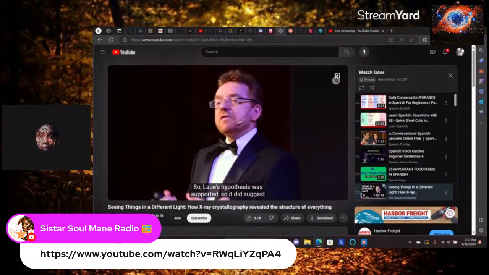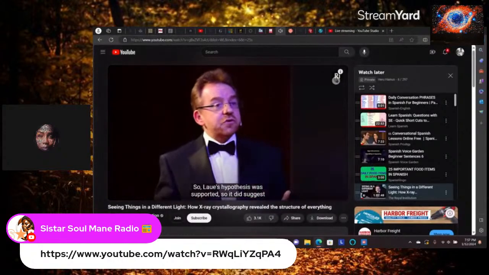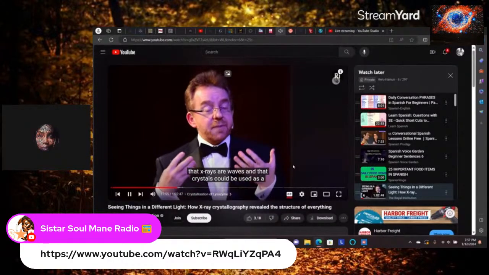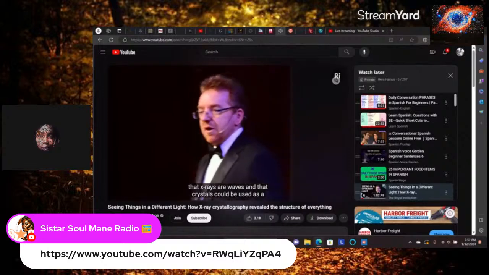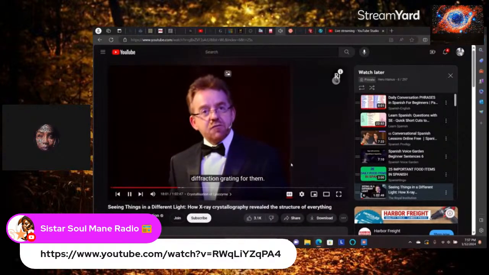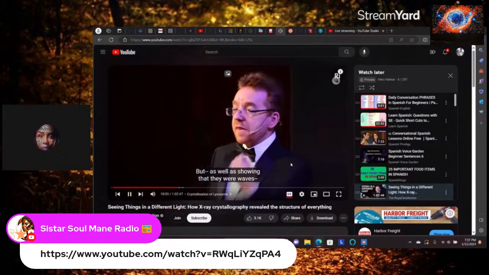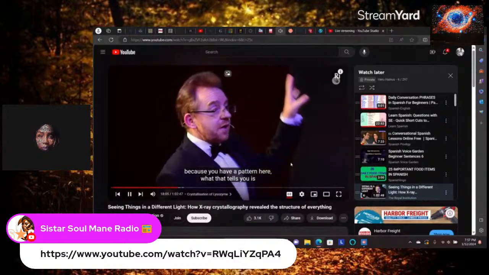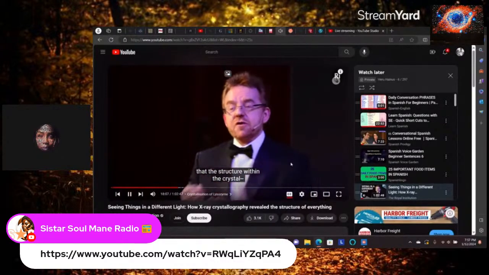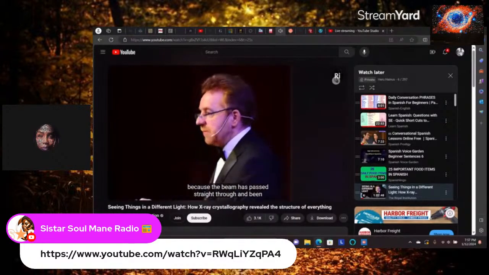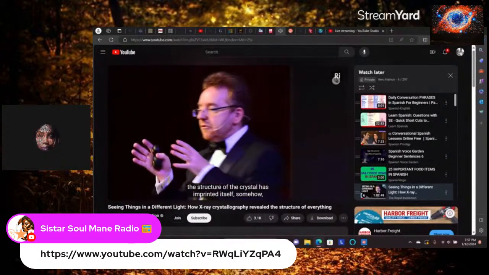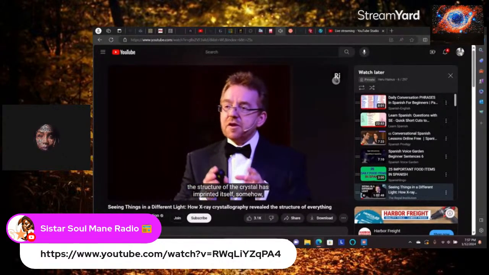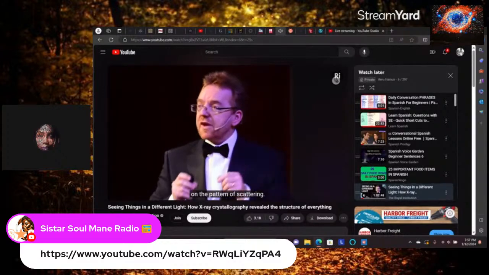So Laue's hypothesis was supported, so it did suggest that X-rays are waves and that crystals could be used as a diffraction grating for them. But as well as showing that they were waves, because you have a pattern here, what that tells you is that the structure within the crystal, because the beam has passed straight through and been scattered off at angles, has imprinted itself somehow on the pattern of scattering.